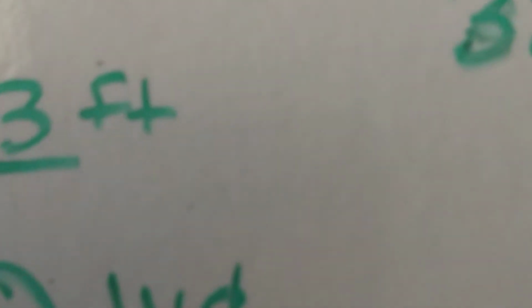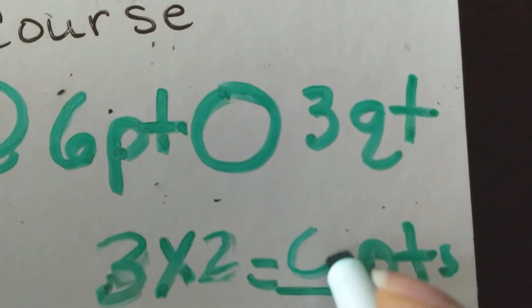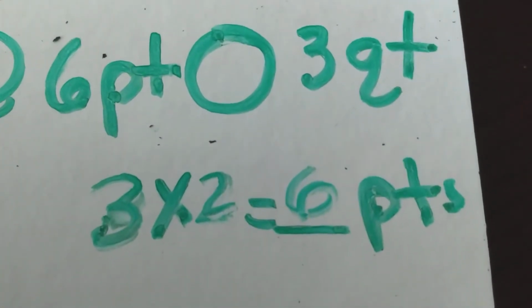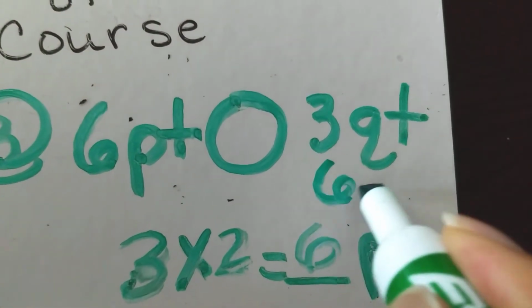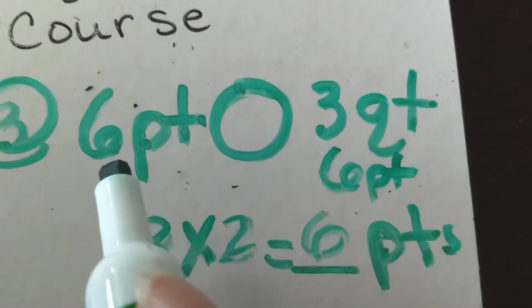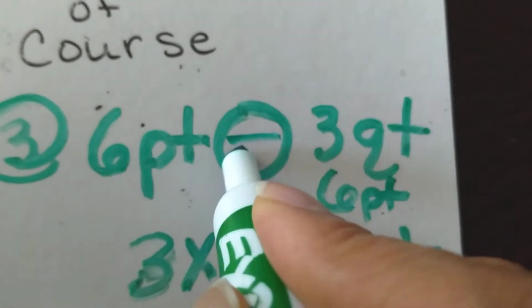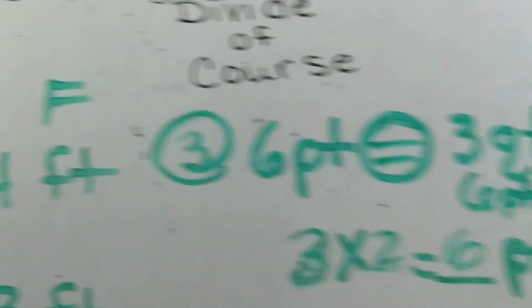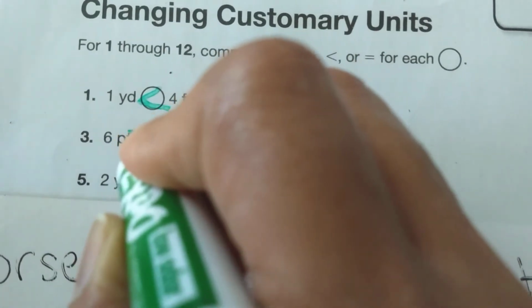All right, let's continue. Now, 3 times 2 would give me what? 6 pints. So 3 quarts is equal to 6 pints. Now I'm comparing. 6 pints equals what? 6 pints. They are equal. So number 3 would be equal. I simply go up here to number 3 and put my equal sign.